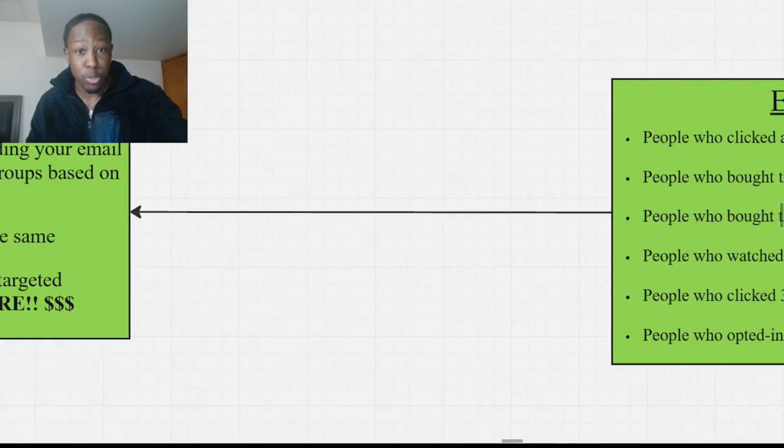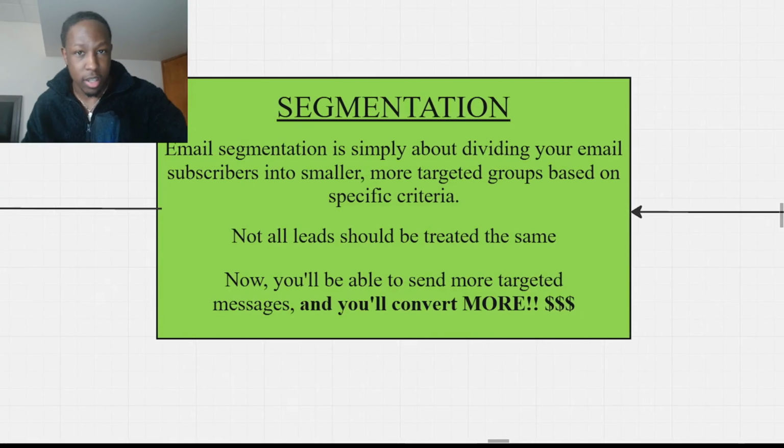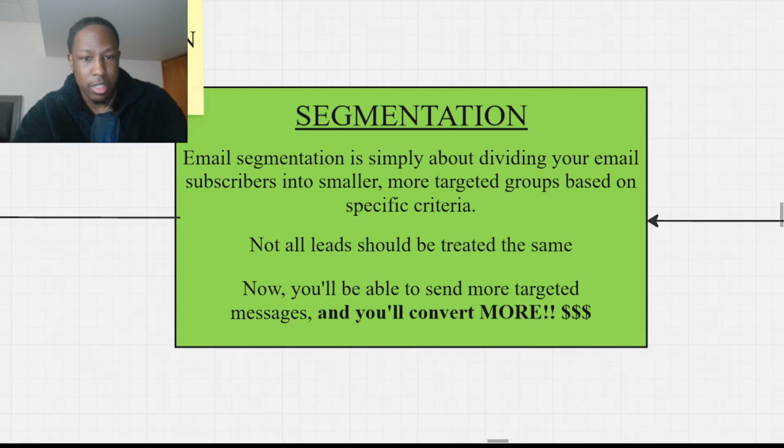What you have to do to make personalized and better emails and more money is segmentation. Now you're actually going to send personalized emails that are going to print you money. So email segmentation is simply about dividing your email subscribers into smaller, more targeted groups based on specific criteria, right? Not all leads should be treated the same. That's why we do this, and that's why we can make so much money, because if you understand this and we send emails based on how they move, how they should be treated, well, this is how you make the big bucks. And now you'll be able to send more targeted messages and you'll convert way more.